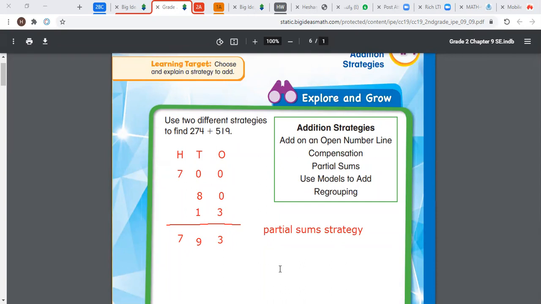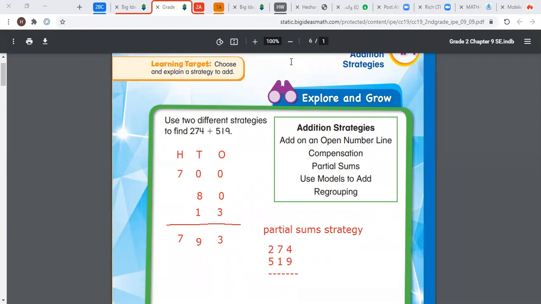Okay. You can use the number line. You can use place value. You can make models. Okay. Let's get the answer by using the place value strategy. So let's write here 274 plus 519. Okay, now let's take ones plus ones, tens plus tens, and hundreds plus hundreds. Who can get the answer now?